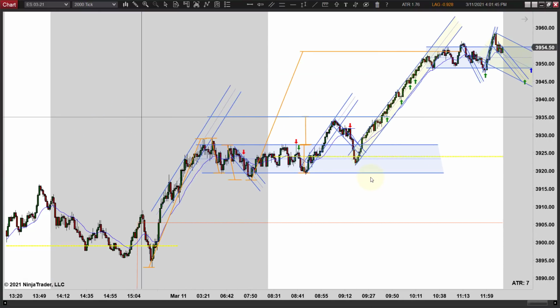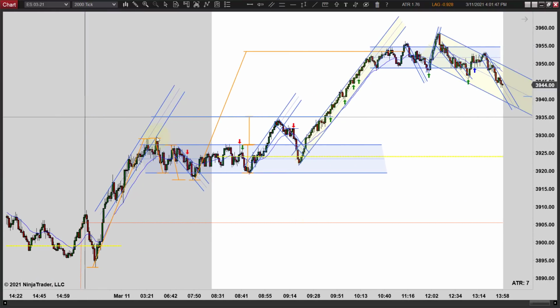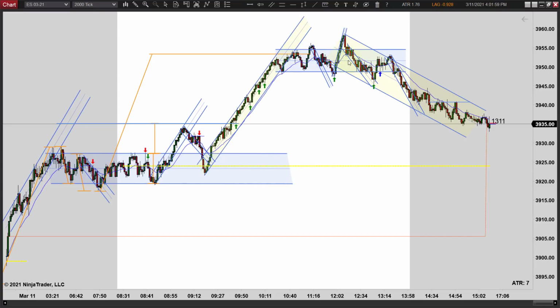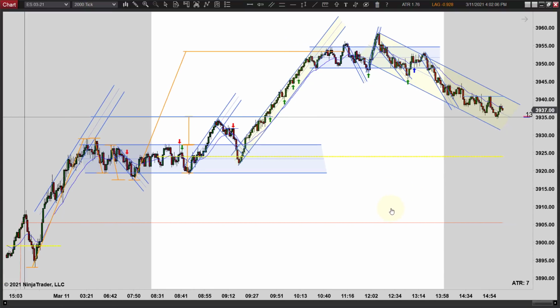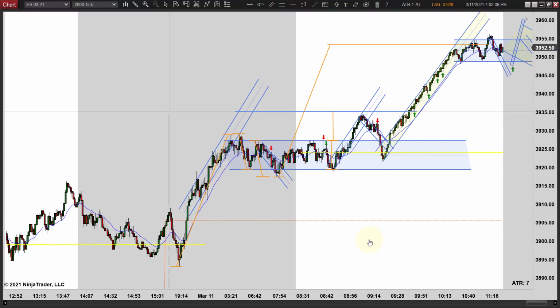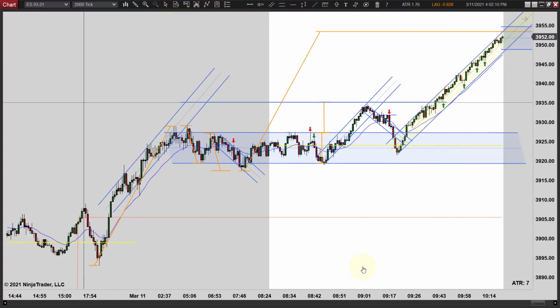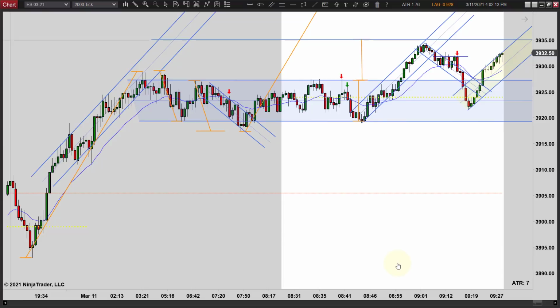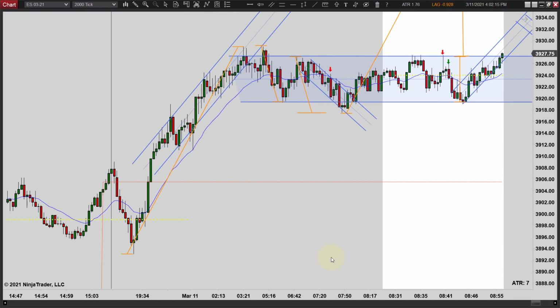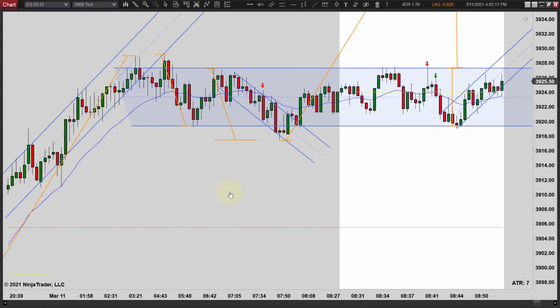But let me back out one more time, and you can see the two legs up, leg one, and there's a little two-legged correction there, and then you'd look for leg two. Even though it hesitated for a long time, it continued on until it met that target. And then we went sideways a little bit and made one more push up before prices turned down. Then we spent the rest of the day in this yellow channel. So let me zoom in, I guess I should say, and we'll talk about the trades.